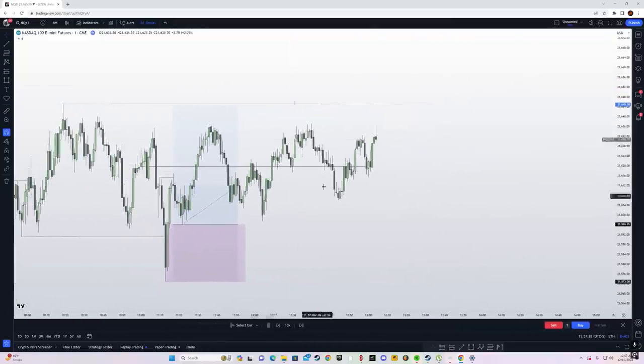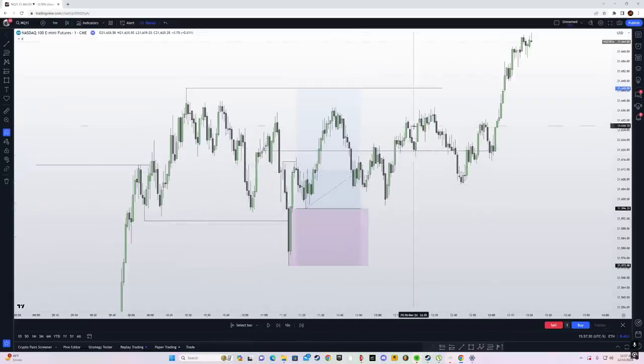It goes up, consolidates, and then right there we have this beautiful expansion to the upside, guys. Literally, it doesn't get any easier than this.